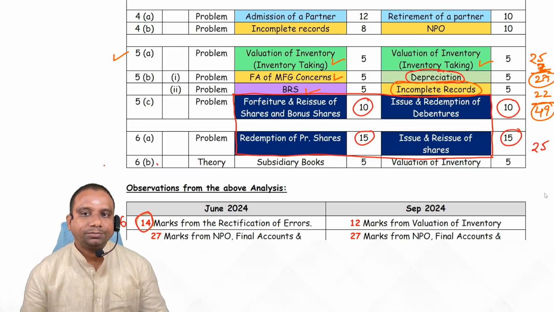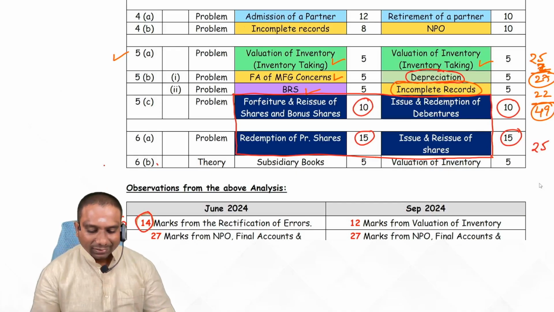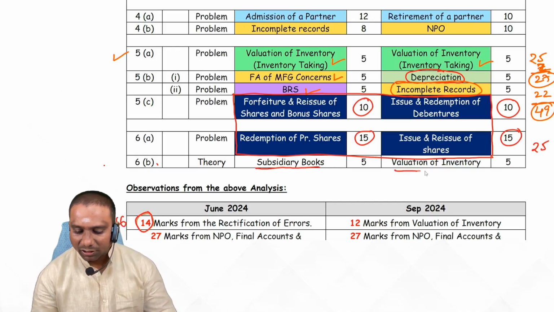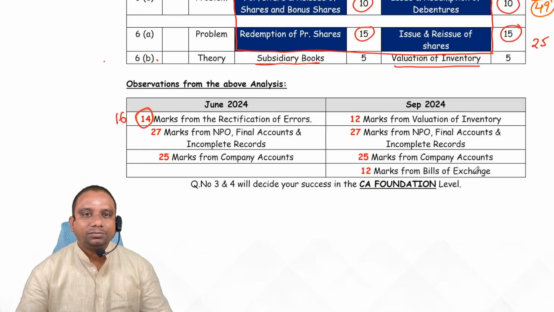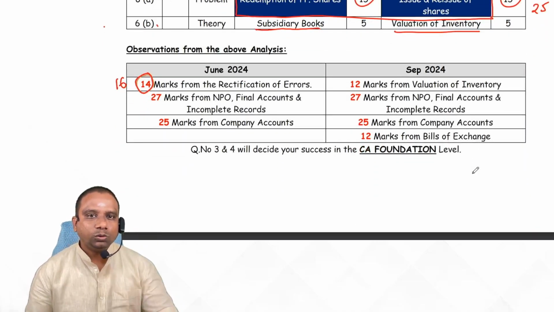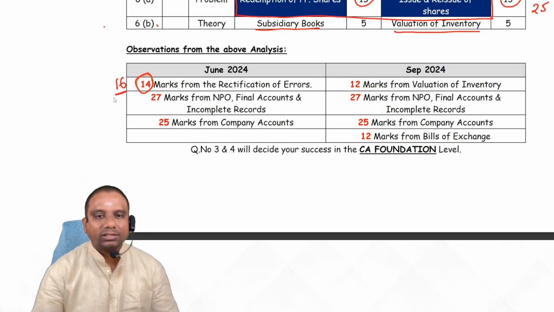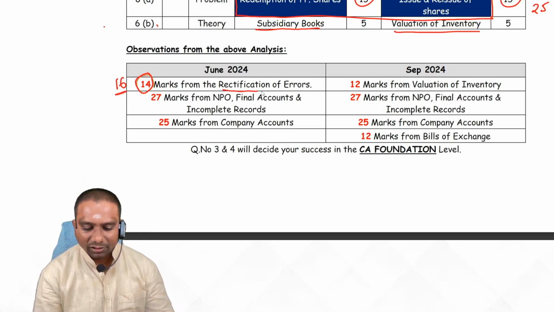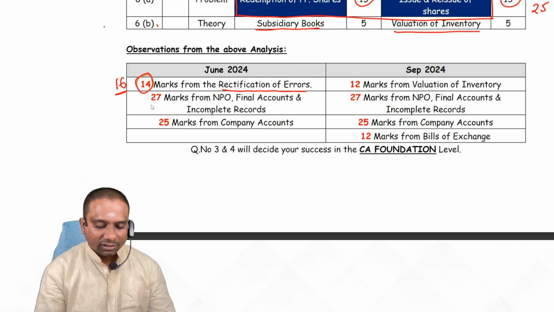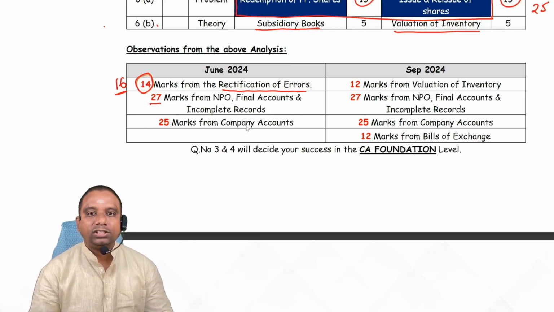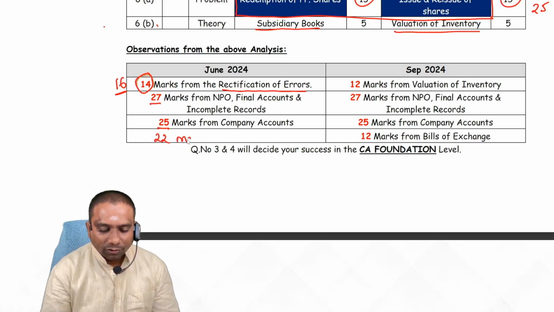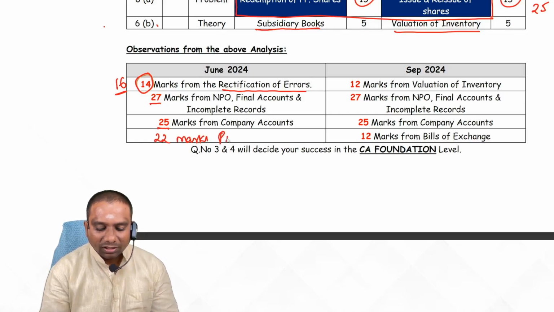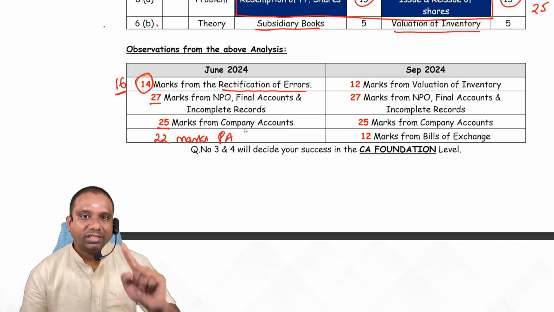25 marks. Understood? And 6B, at last they are asking a theory question. By looking at this question paper, we can observe that in June 2024, 16 marks have been asked from the rectification of errors chapter, and 27 marks from NPO, final accounts and incomplete records, 25 marks from company accounts, at the same time 22 marks from partnership accounts. Yes or no, students?